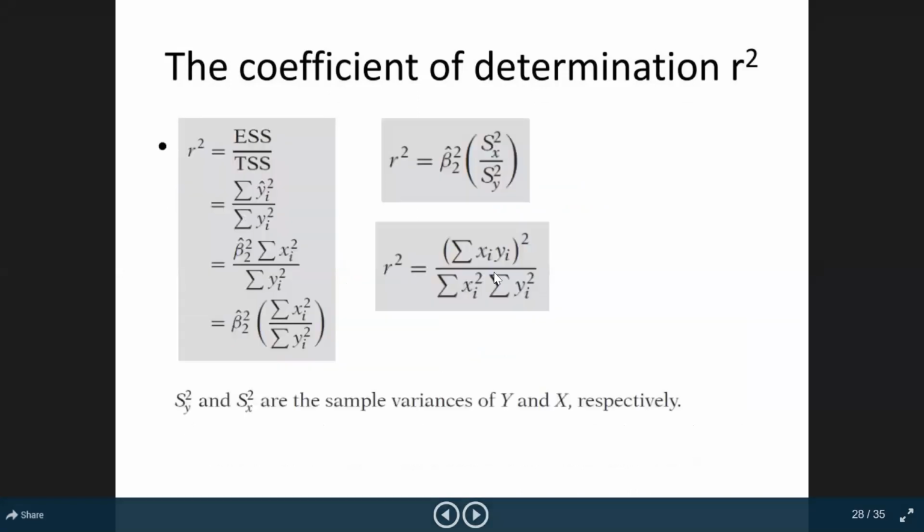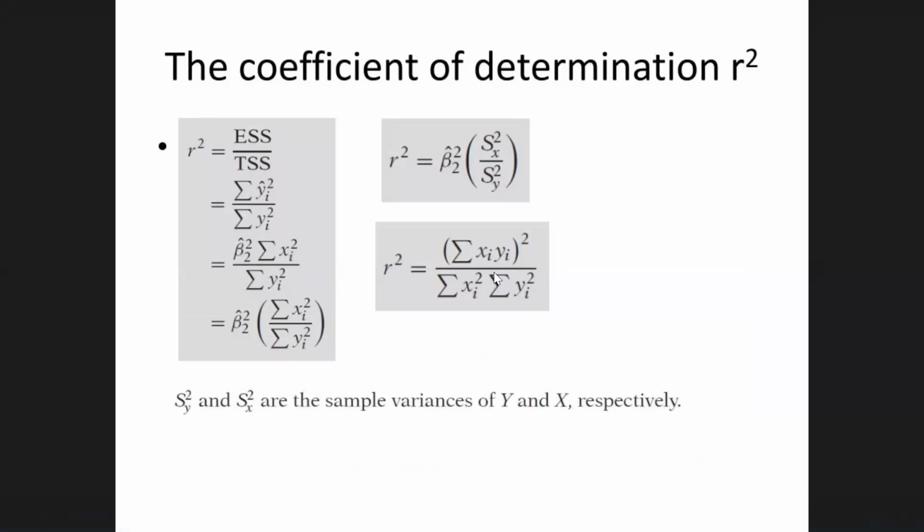Now again, we need to set the mathematical formulas for the ESS and TSS. So ESS is summation yi hat square, and TSS is summation yi square. Summation yi hat square is equal to beta 2 hat square summation xi square. What is summation xi square? This is actually the variance of x. What is summation yi square? This is actually the variance of y. So we will fit s square x and s square y.